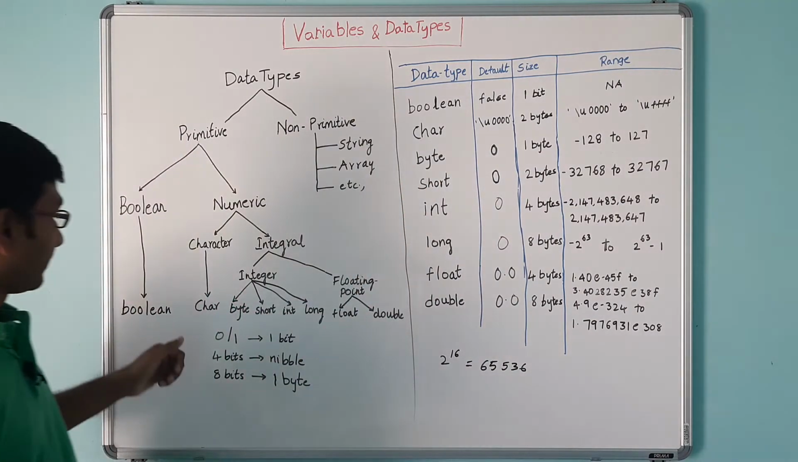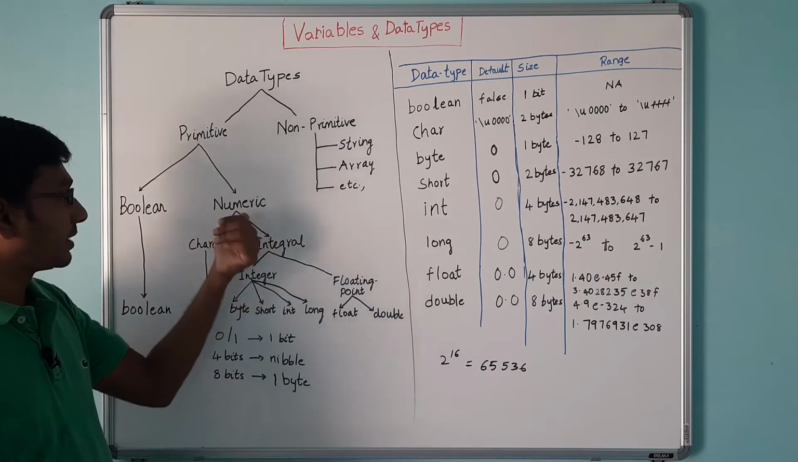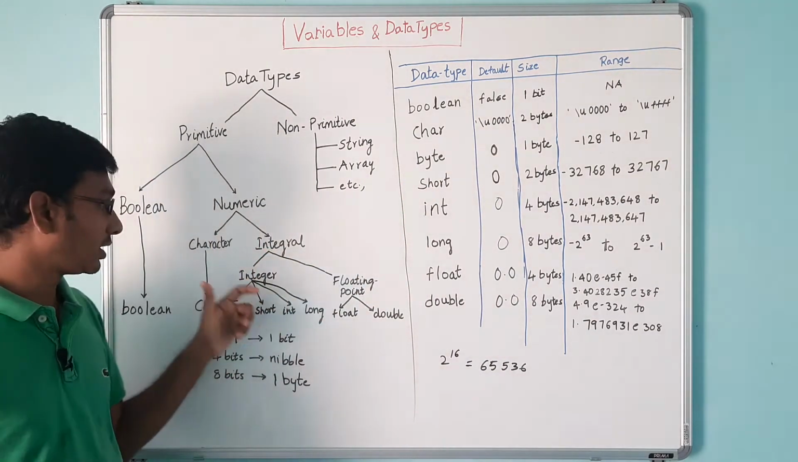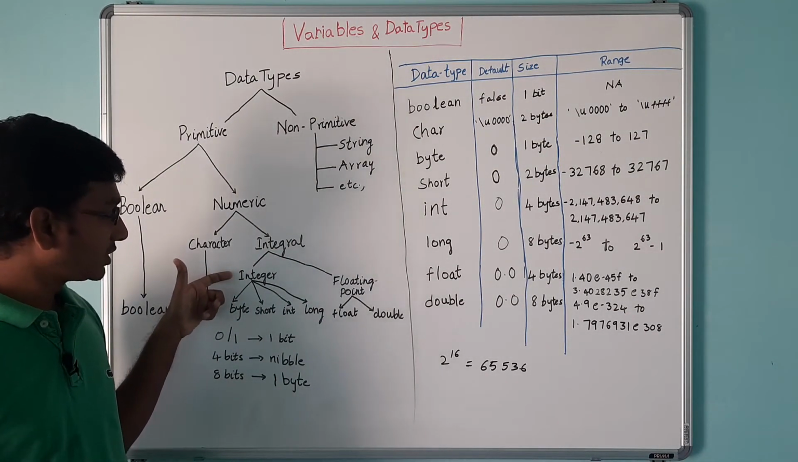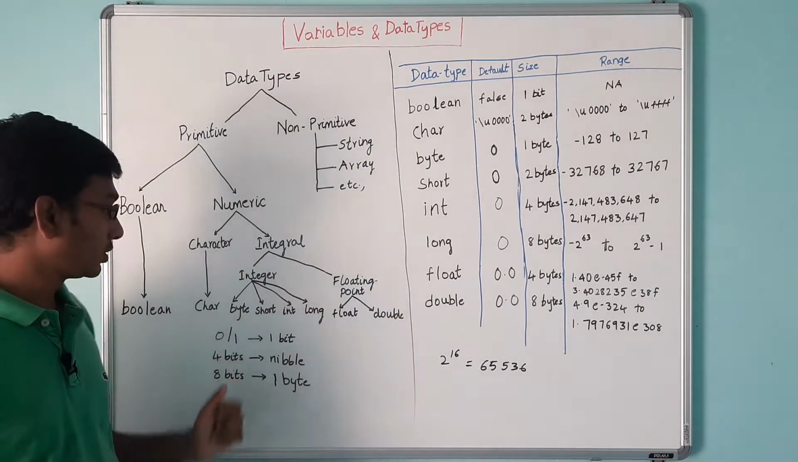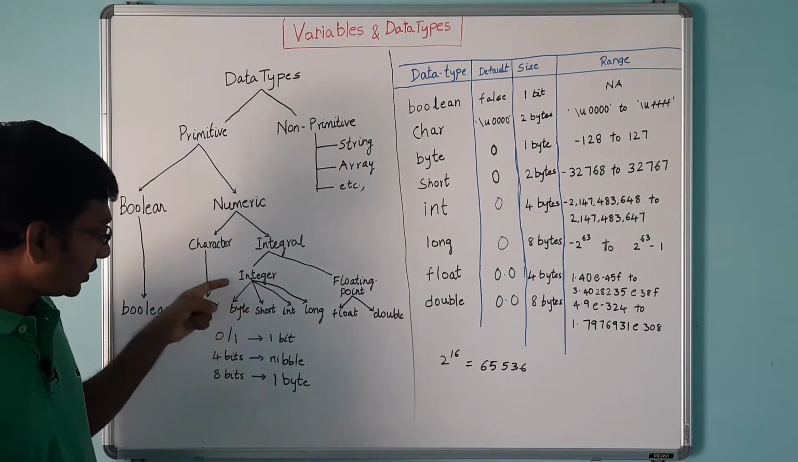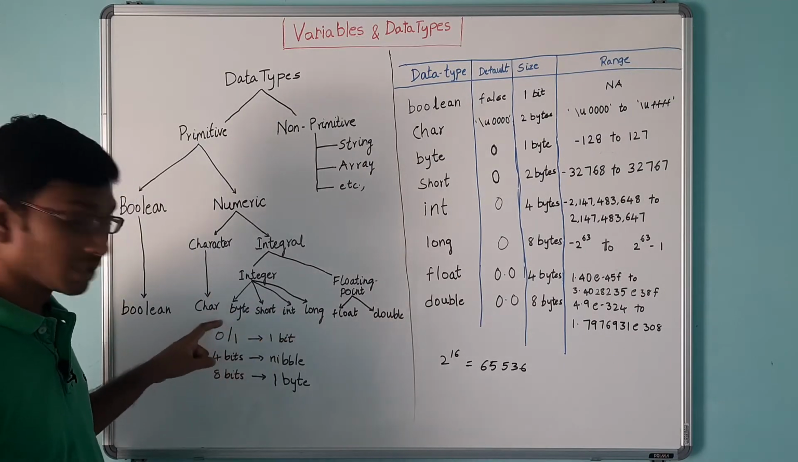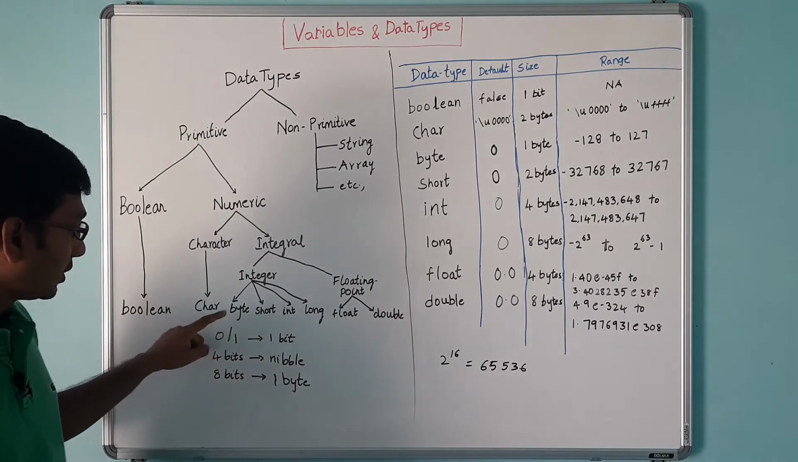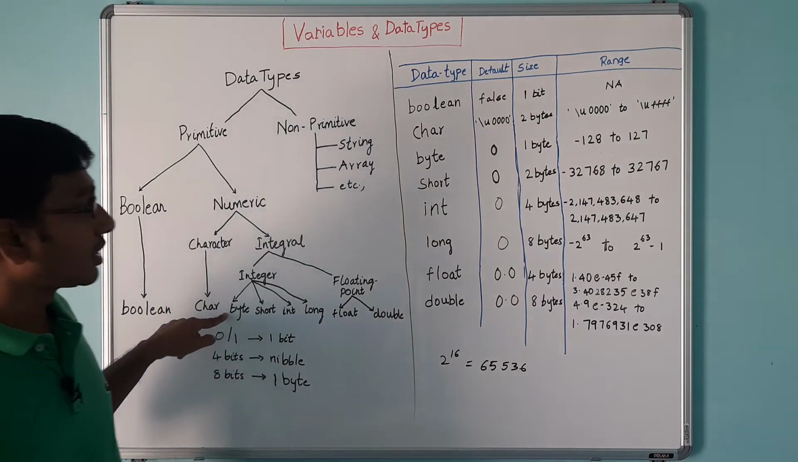And next comes integral type. Under numeric we have another type called integral. Integral is again divided into integer and floating point. Integer again has 4 types, you can see it here. One, byte. So let's see about byte.